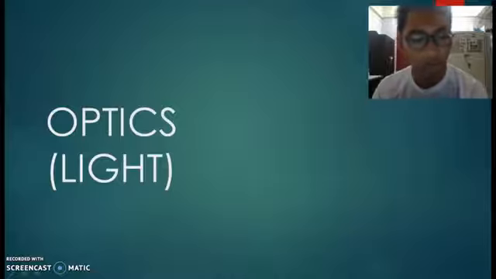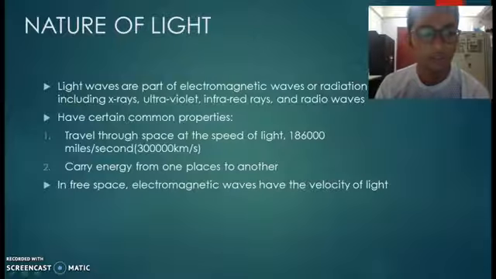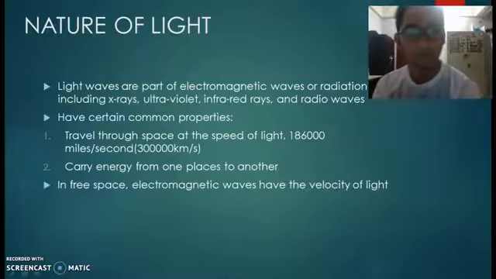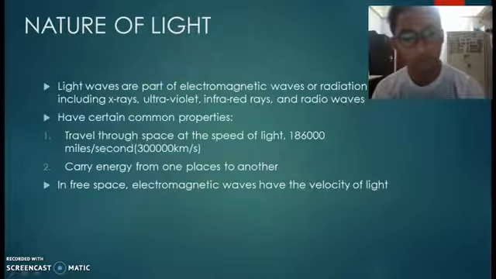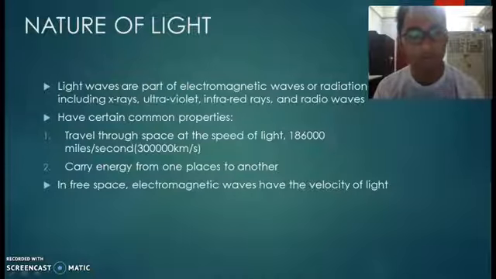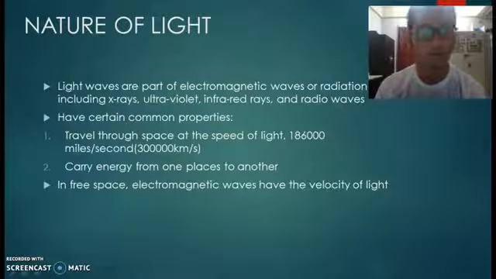Today I'm going to tell you about lights and waves. First of all, I'm going to tell you about optics, which is light. The nature of light: light waves are part of electromagnetic waves or radiation, including X-rays, ultraviolet, infrared rays, and radio waves.